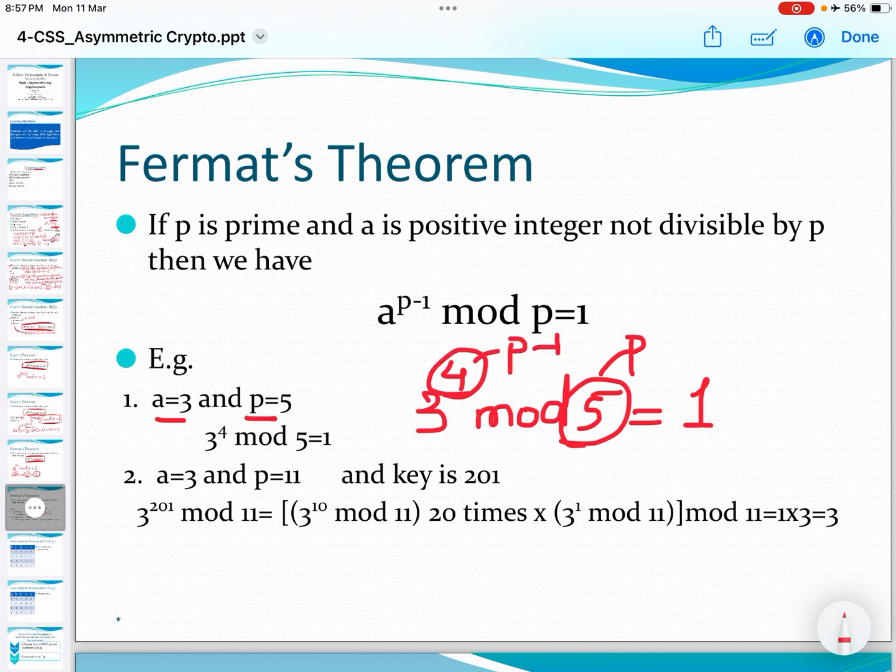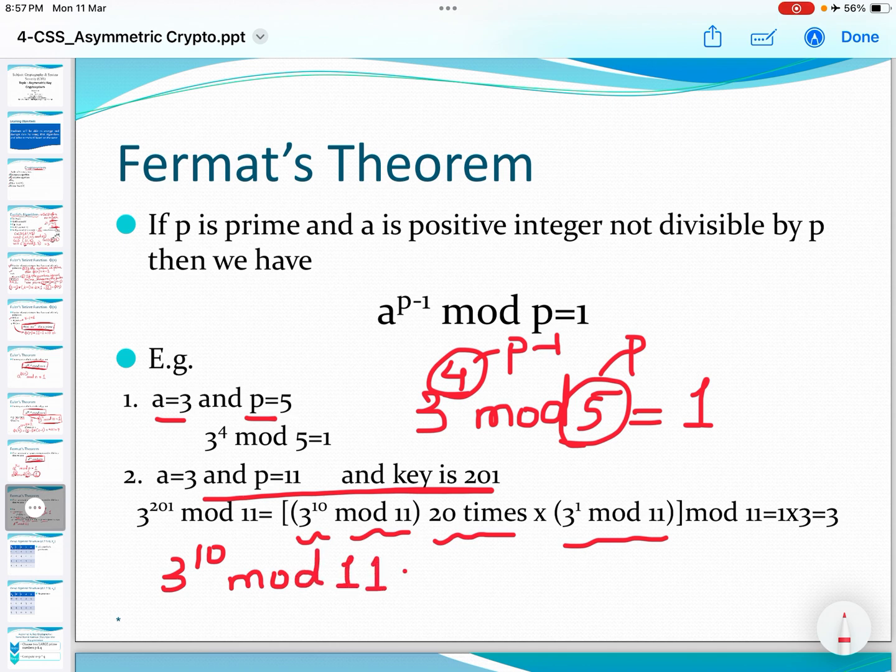Because this is P and this is P minus 1. Similarly, for this, if I have to calculate, I will split this into 3 raised to 10 mod 11, 20 times, into 3 raised to 1. Now, we know that 3 raised to 10 mod 11 will always be equal to 1. And 3 raised to 1 is 3. So 3 into 1, the answer is 3.